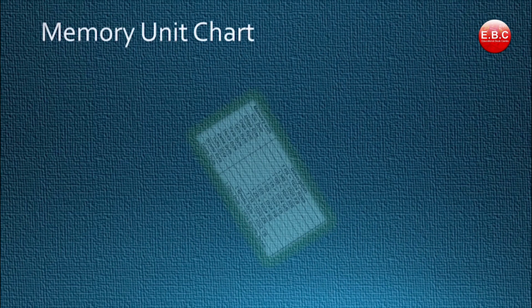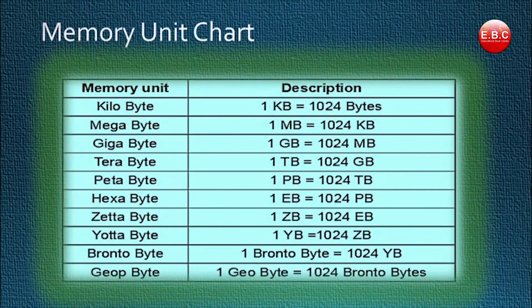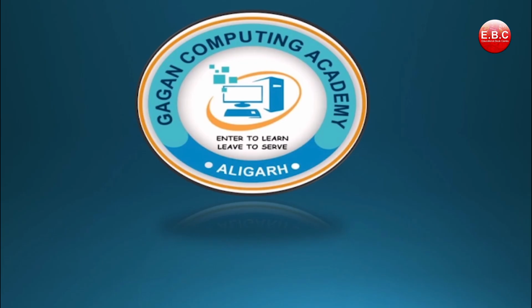Now here is a chart of memory units. We all know that the smallest unit of computer memory is the bit. Then we can measure the memory or data or information in KB, MB, GB, TB, PB, EB, ZB, YB, BB, and GB.